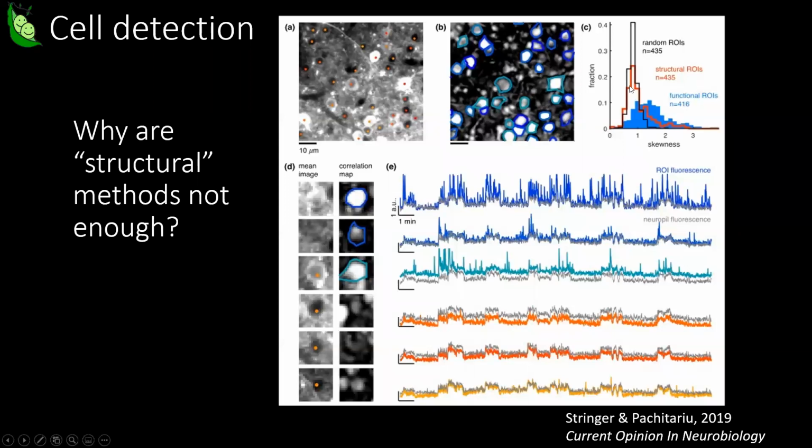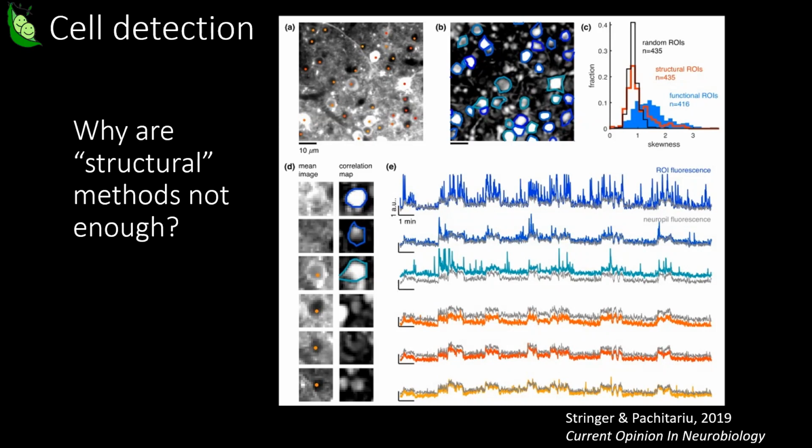So if you compare a structural algorithm versus a functional algorithm, and you look at the skewness of these traces, for instance, if we look at this trace here, it's very skewed, whereas a trace down here is a trace with low skewness. These high skewness traces are traces that have these big blips of activity that correspond to these GCaMP events. And so the functional ROIs, unsurprisingly, are found by finding these big events that are correlated across pixels. These ROIs have high skewness, whereas the structural ROIs actually have skewness which is pretty similar to if we just drew random ROIs all over the image.